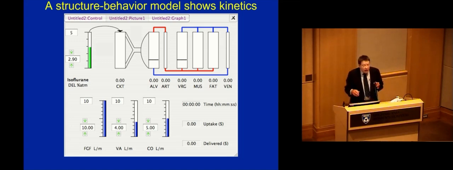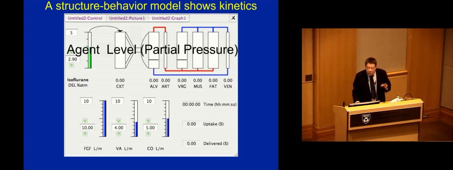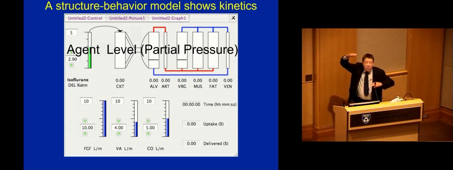So here we have what I call a structure behavior model. The structure is the way the gases move around. The behavior is we watch it. We've got the anesthetic level or partial pressure of anesthetic on the upper part of the picture. Now this is partial pressure, not concentration. Concentrations equilibrate and they end up with different values. Partial pressures, when they equilibrate, they equalize so that they are actually the same level.